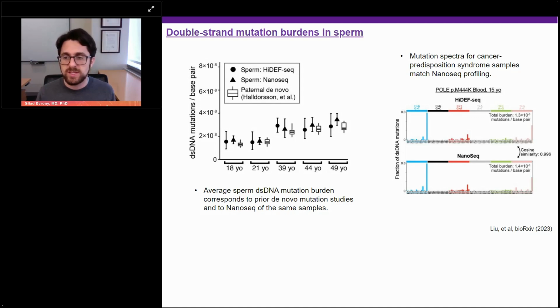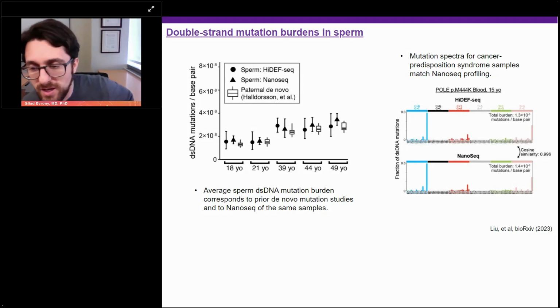To further confirm the accuracy of our method, we profiled samples from individuals who have a predisposition to cancer. They have a mutation in their body, in every cell of their body, that causes an increased rate of somatic mutations, and these mutations happen with a particular pattern. So this individual that we profiled has a mutation in the polymerase epsilon protein that's responsible for actually copying the genome during DNA replication. And you can see at the top, our method recovers a pattern of mutations that is indistinguishable from nanoseq double-strand DNA mutations.